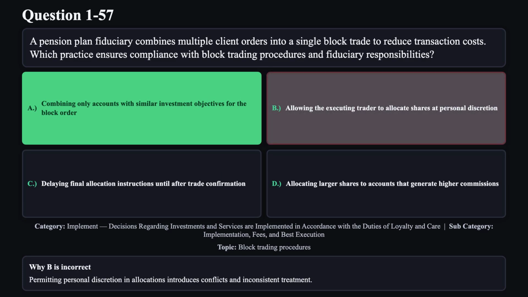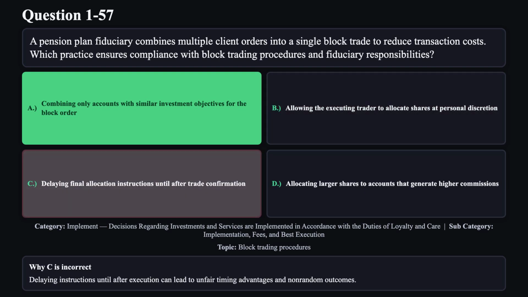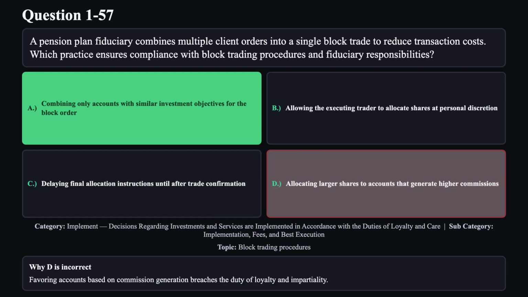Reason B is not correct. Permitting personal discretion in allocations introduces conflicts and inconsistent treatment. Reason C is not correct. Delaying instructions until after execution can lead to unfair timing advantages and non-random outcomes. Reason D is not correct. Favoring accounts based on commission generation breaches the duty of loyalty and impartiality.